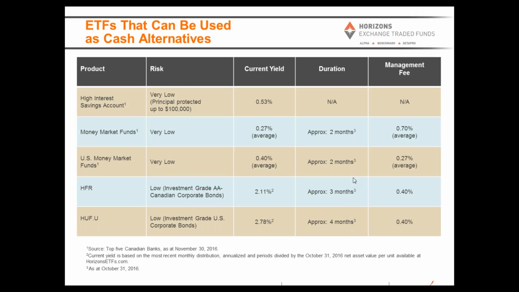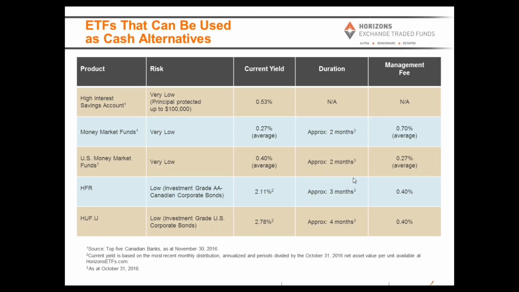So let's look at money market funds. Risk is very low. Current yield right now, on average, is about 0.27%, and its duration, meaning its sensitivity to an interest rate increase, is about 2 months, which means about 0.2%. We'll go through that in a little more detail going forward. But there is a high management fee, about 0.7% on average.